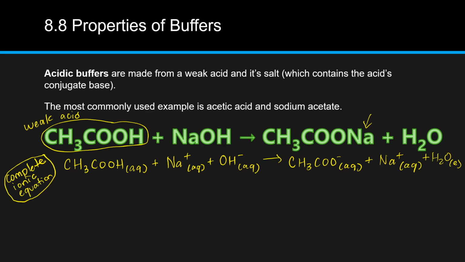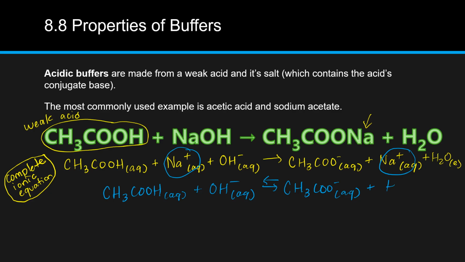Remember, the difference between a complete ionic equation and a net ionic equation is the removal of the spectator ions. So we can see here we only have one set of spectator ions, and that is sodium. So those will be removed, and for the net ionic equation, it will just be acetic acid plus hydroxide reacts to form, and this should be a double-headed arrow, acetate and water.